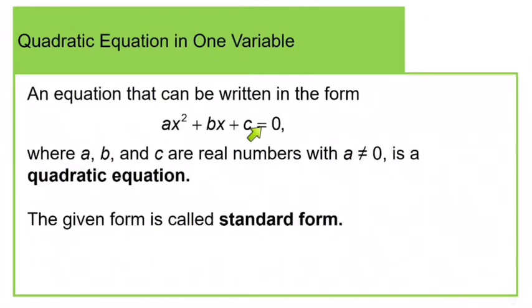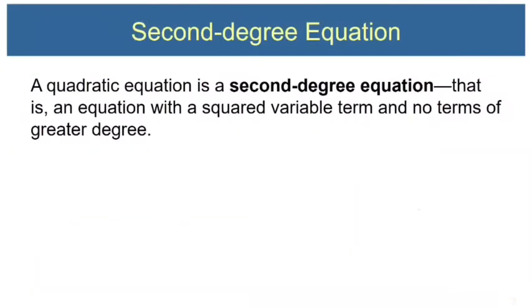And if the right side does not say equals 0, you can always make it say equals 0 by adding or subtracting the same thing from both sides. The way you see this equation here, where we have the x squared term, the x and the constant all on the left, and the equals 0 on the right, this form is called standard form. This is how we usually like to see our quadratic equations. A quadratic equation is also sometimes called a second degree equation. In other words, it's an equation with a squared variable term and no terms of greater degree.